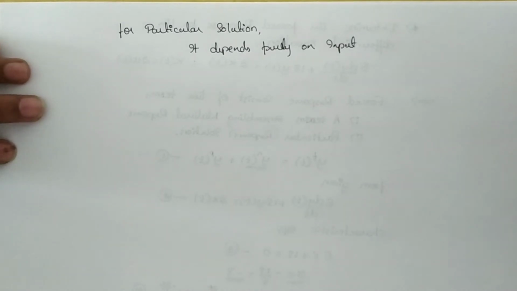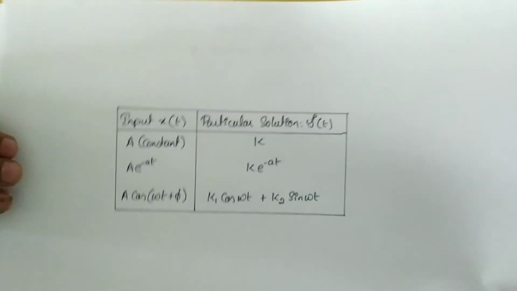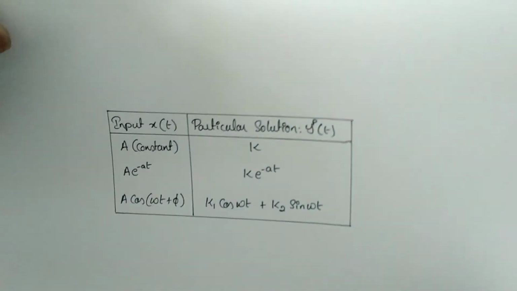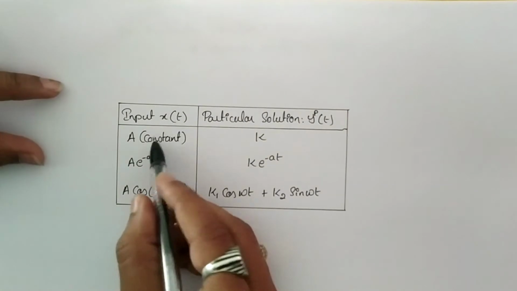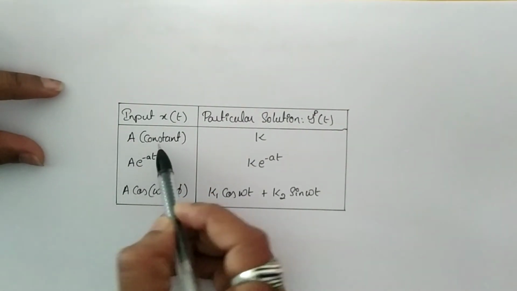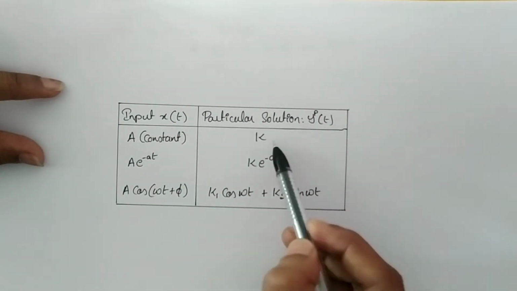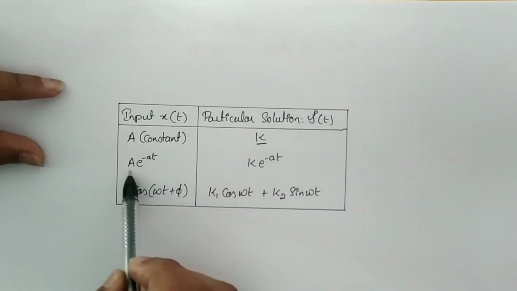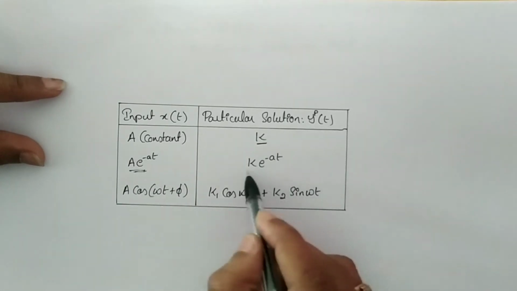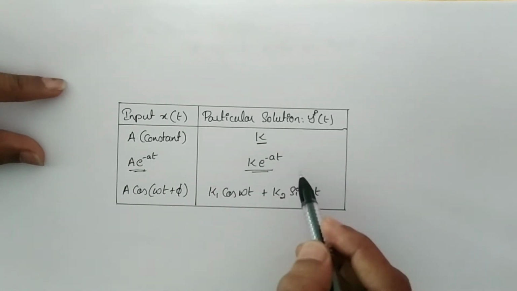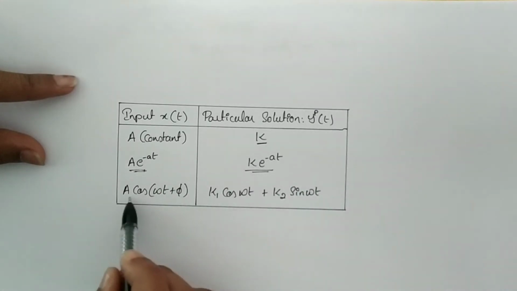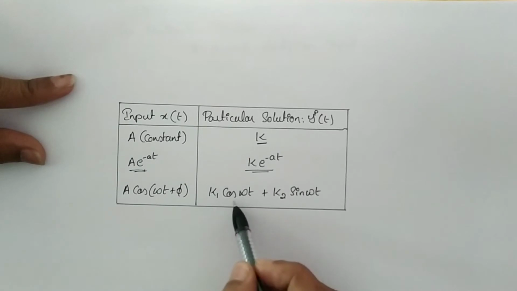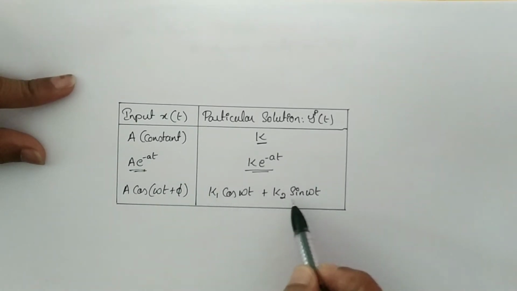Okay, and here we have the input and particular solution table. If the input x(t) is a constant, the particular solution yp(t) will be a constant k. If the input x(t) is A e^(-at), then the particular solution is k e^(-at). And similarly, if the input is A cos(ωt + φ), then the particular solution will be k1 cos(ωt) + k2 sin(ωt).